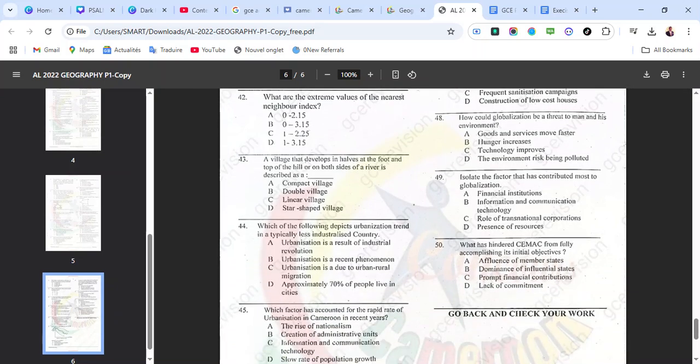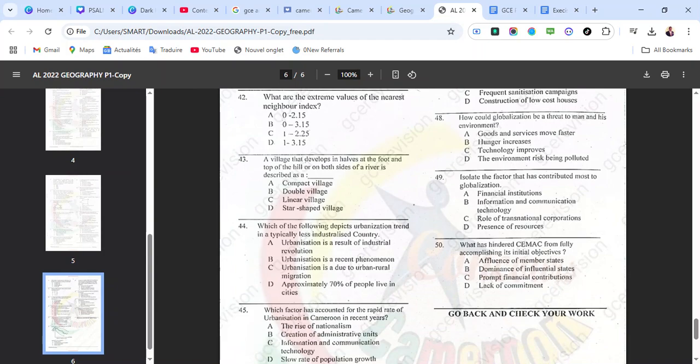Isolate the factor that has contributed most to globalization. Correct answer is C, which is role of transnational corporations. 50. What has hindered CEMAC from fully accomplishing its initial objectives? Correct answer is D, lack of commitment.